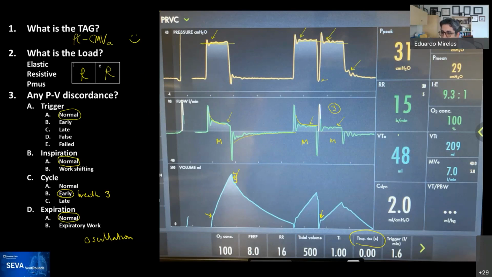There's a question from Ibrahim. How compliant or elastic are adult circuits? On the order of 1 to 3 mLs per centimeter water pressure.